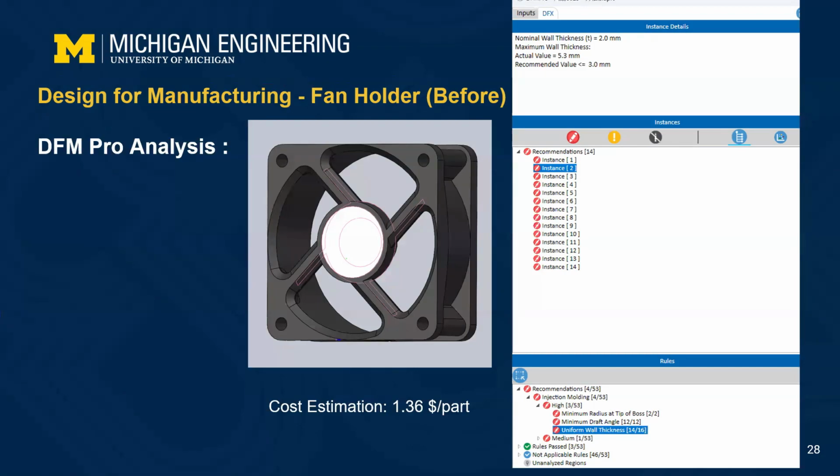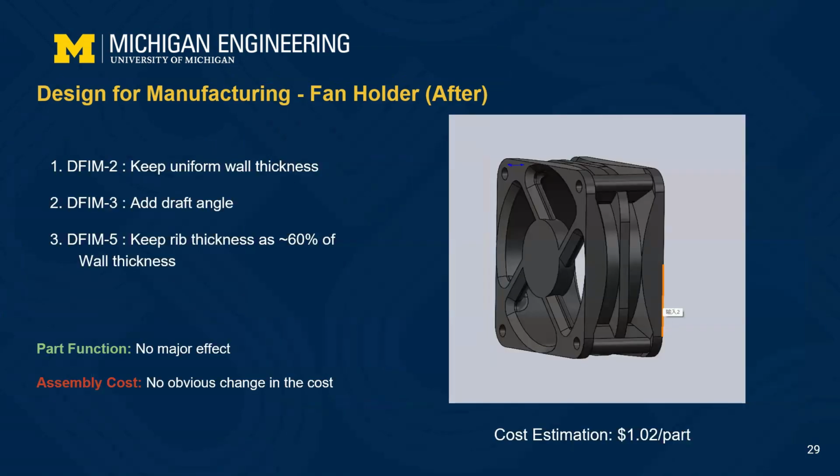Similar to the fin, we use DfM Pro to analyze the fan holder and identify features that need to be changed. Screenshots of the DfM Pro are shown to the right. Using the Hubs cost estimator, we estimate the cost to be $1.36 per part. Based on the design for manufacturing guidelines, we redesigned the part without impacting the part function.